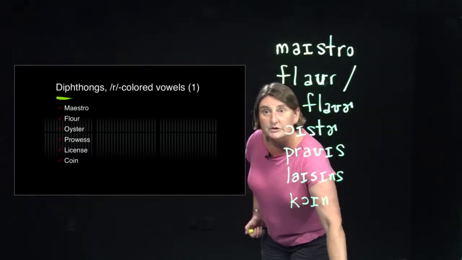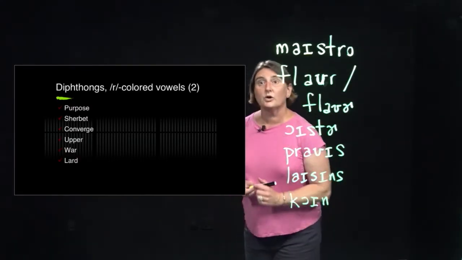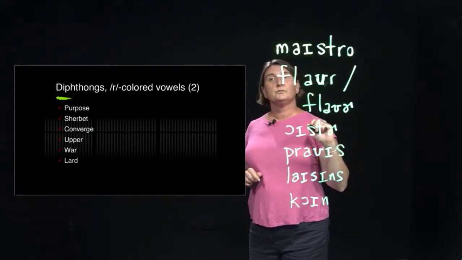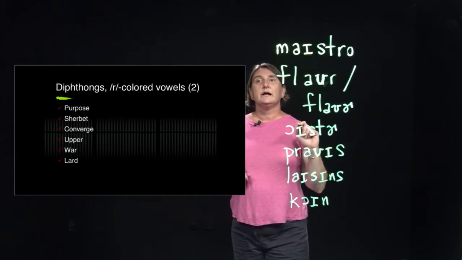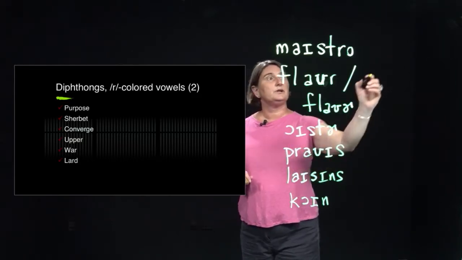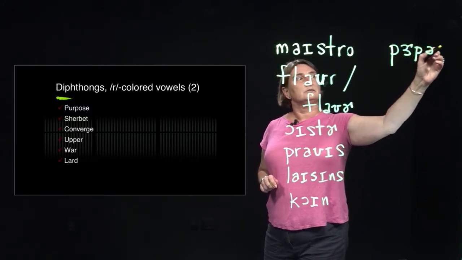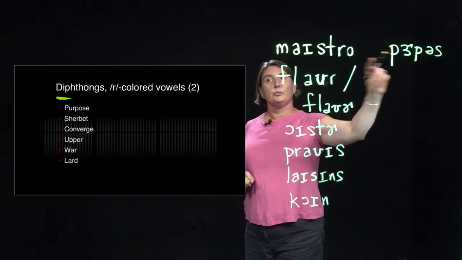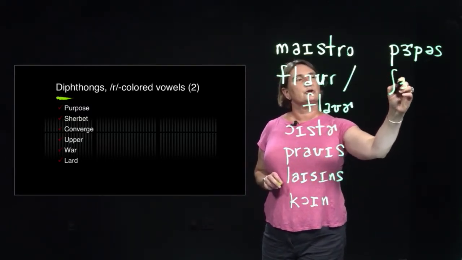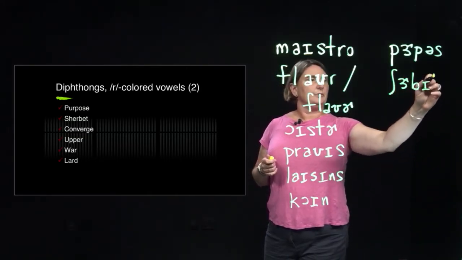Okay, hope that's helpful to you doing those. And here are a few more that we can work on. Purpose. So remember, with our ers, we need to think about whether our syllable is stressed. So in purpose, the first syllable is stressed, so we would use that, purpose. Sherbet, also first syllable stressed, so sherbet, we'll do like that, sherbet.